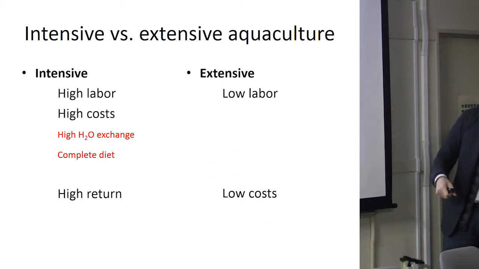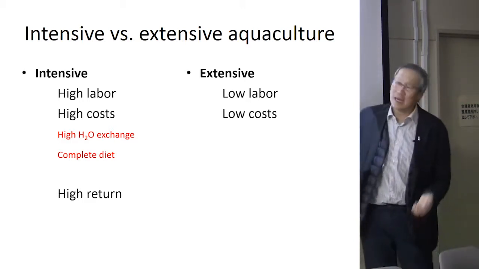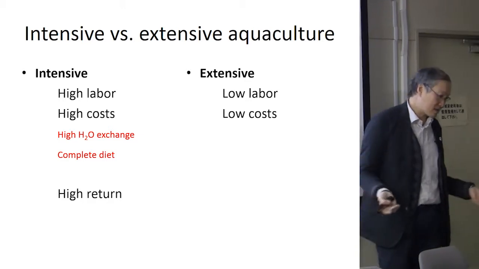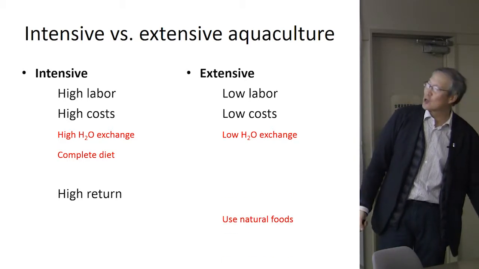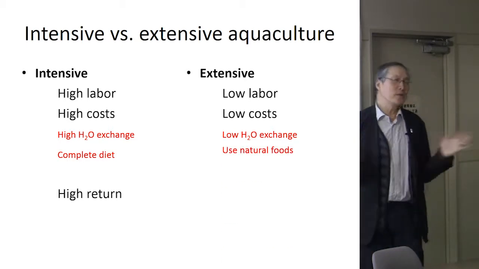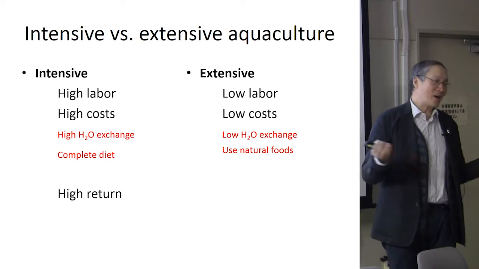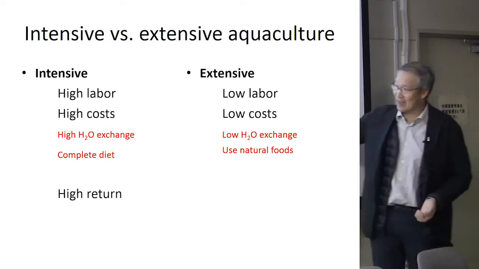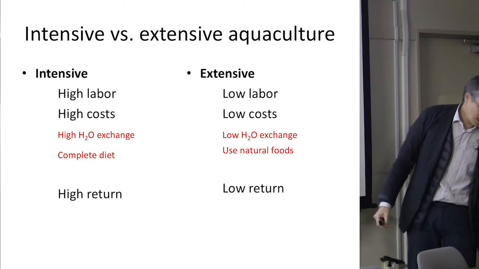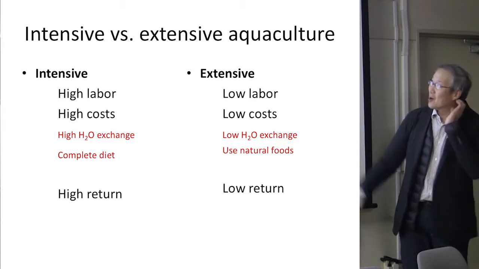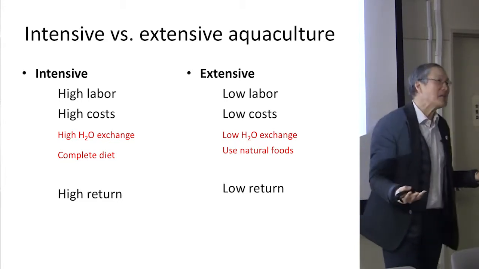On the other hand, extensive is the opposite. Extensive is low labor, no need of many people to help you, no need of many expensive equipment, low cost. Because of this, it has a low water exchange, not so good for the fish, and it uses natural food. You don't really need to import and buy many of these artificial foods. So you save money, but one of the things that happens is you have a low return. If you compare intensive and extensive, there are good and bad things in each.